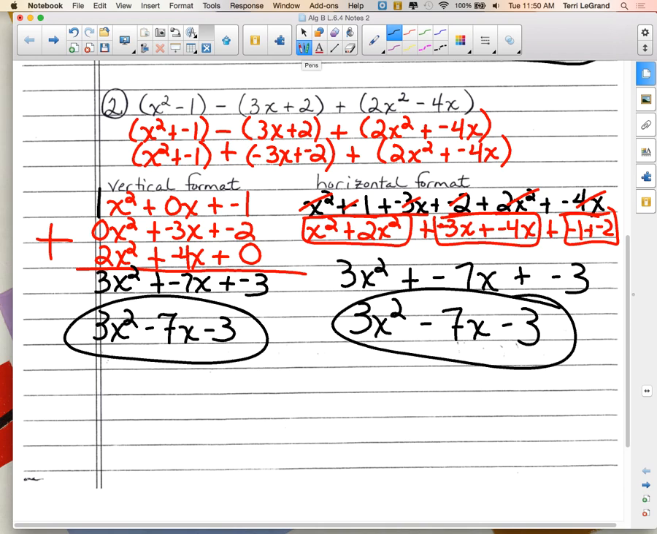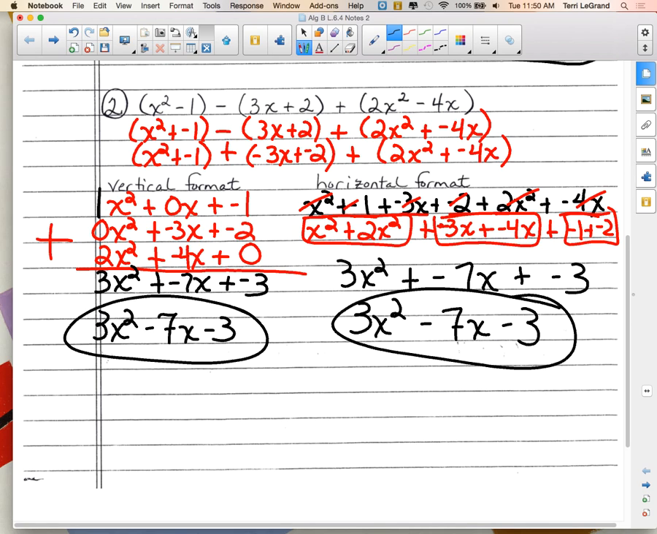Any questions? Again, you get to decide, even if the directions in the homework say use vertical format for addition. You get to override it. You can say, no, I like horizontal better, I'm going to use horizontal for this one. You need to override it.